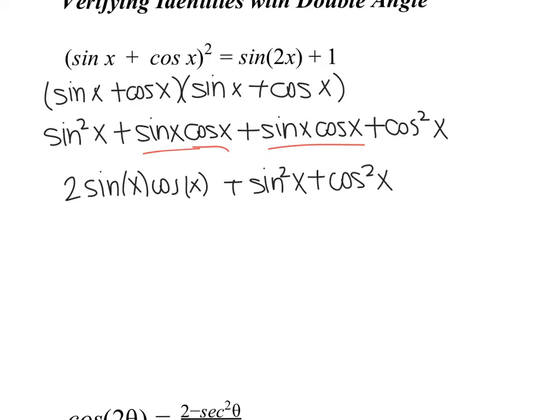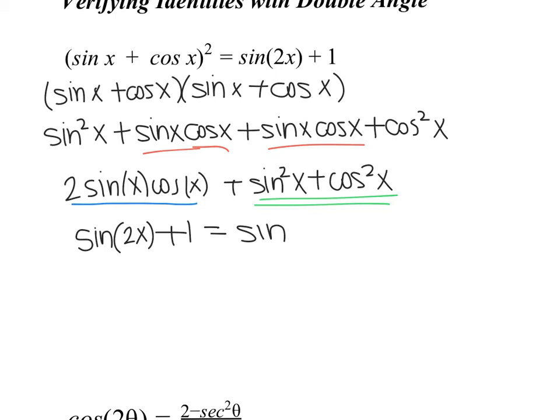So now I'm going to use identities again. 2 sine of x cosine of x is the double angle formula for sine. So I can rewrite that as sine of 2x. And also, sine squared x plus cosine squared x is a Pythagorean identity, and it equals 1. So I get sine of 2x plus 1, which is what I wanted to show. So I verified that the left side does equal sine of 2x plus 1.